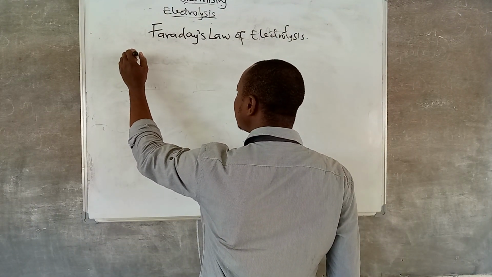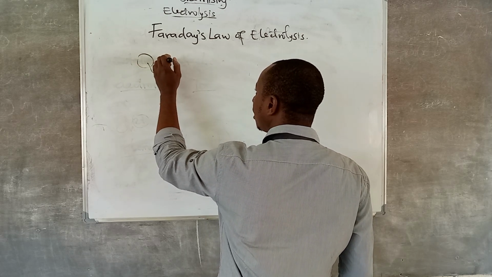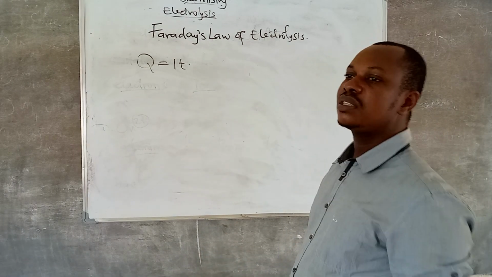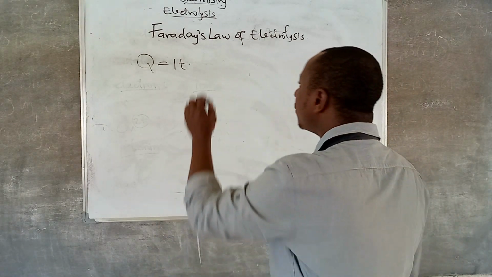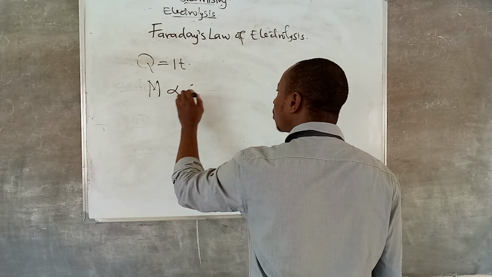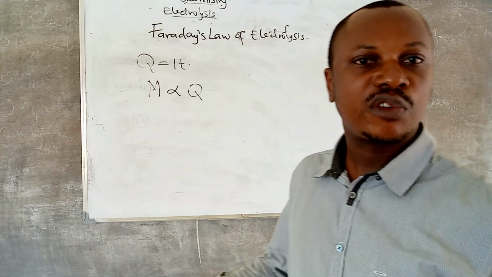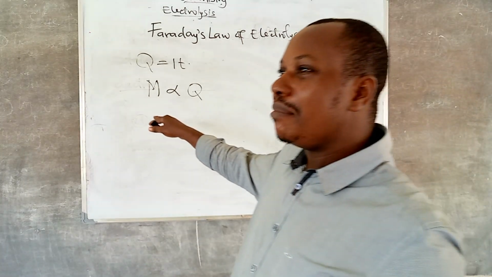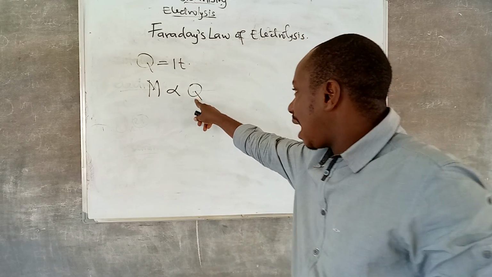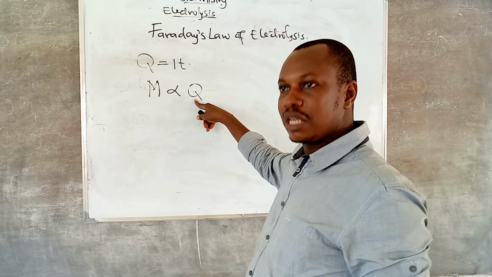Faraday's law of electrolysis is simply saying Q equals IT, the quantity of electricity passing through it. But remember that mass is directly proportional to the quantity of electricity passing through it. That is the first law of electrolysis. The mass of an element discharged during electrolysis is directly proportional to the quantity of electricity passing through it.